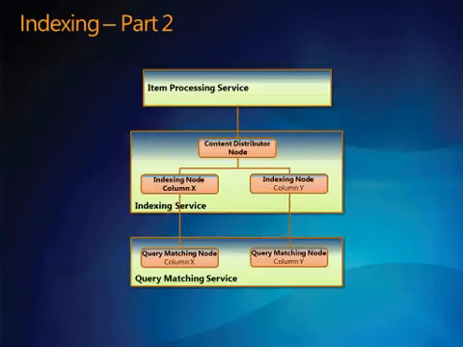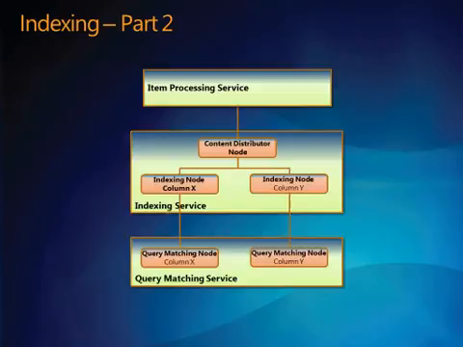The image shown here shows the indexing service in relation to the item processing and query matching service. If you have more than one index column, you must combine the indexes to yield consistent search results. In this case, you have to deploy one indexing node for each indexing column. The indexing dispatcher manages the routing of processed items to the correct column.